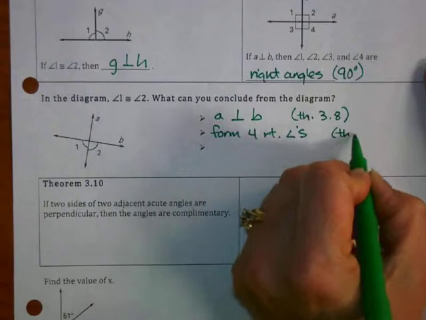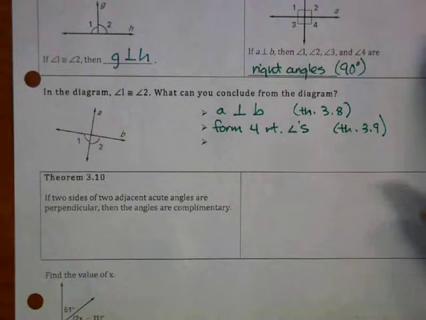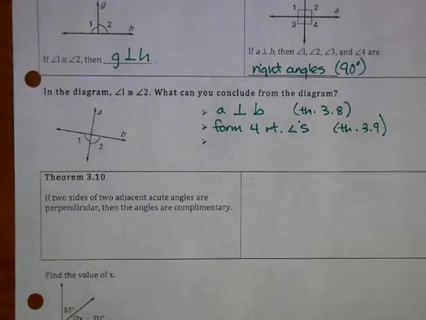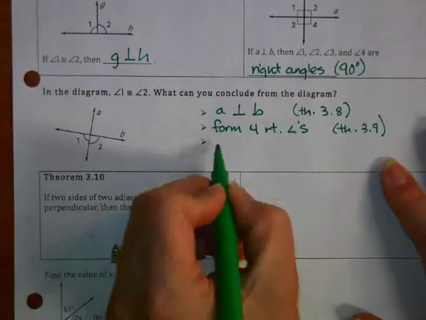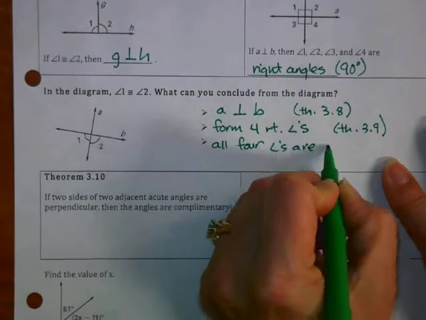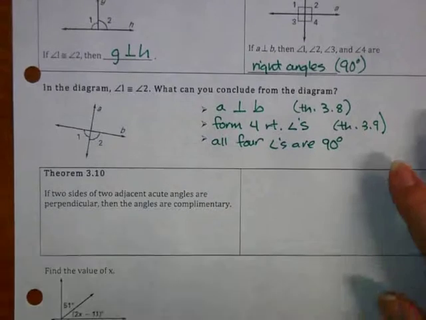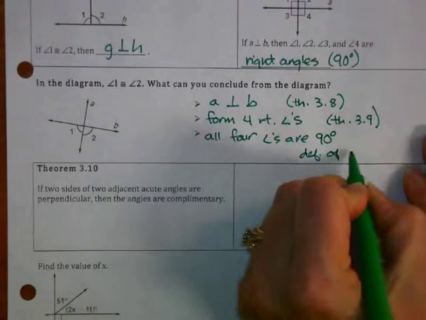That's if you want to. You don't have to. You could put theorem 3.9. What else could we say about angle 1 and angle 2? This is kind of a little nitpicky one. That they're all 90 degrees. Okay? We could say all 4 angles are 90 degrees, and it's useful when you start solving proofs. And you say that because of the definition of right angles.